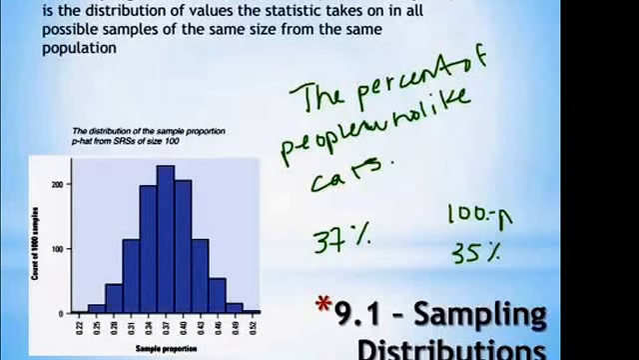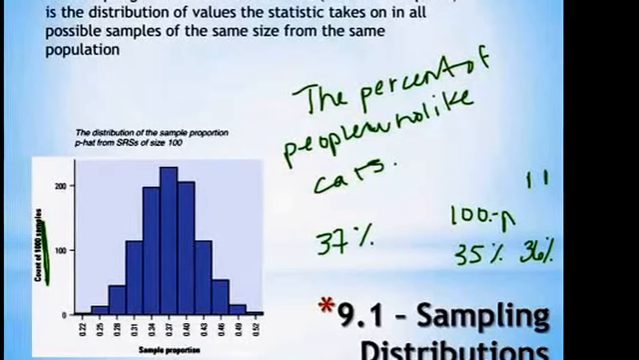Now that's for the first time. And then they did it again. And let's say they get 36% of people like cats. And then they did it again. And they did this 1,000 times. If you look on the left side, on the vertical axis, it says a count of 1,000 samples. So they took 100 people 1,000 times to get this wonderful histogram.